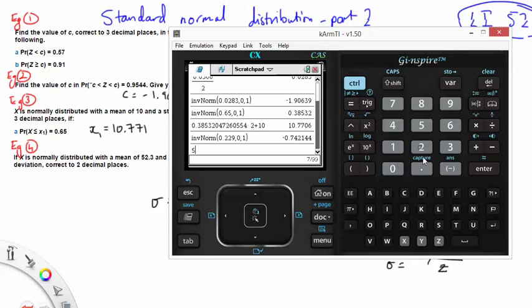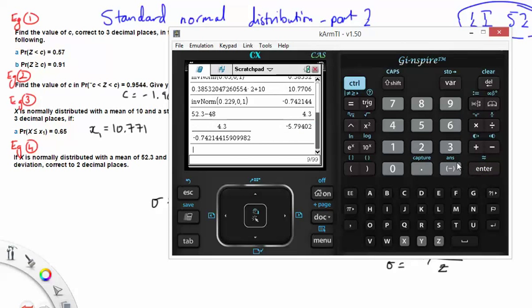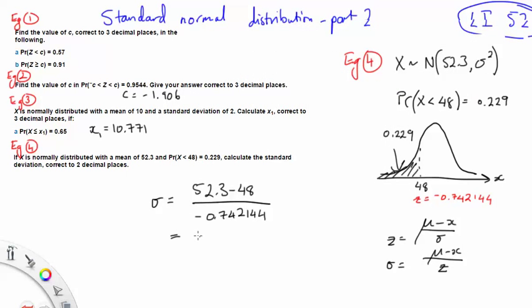Get out your CAS. 52.3 minus 48, divided by that. There we are. So what do we get? Negative 5.79402. Is that right? Okay, that's weird because I expect sigma to be positive. So maybe we just need to take the magnitude.